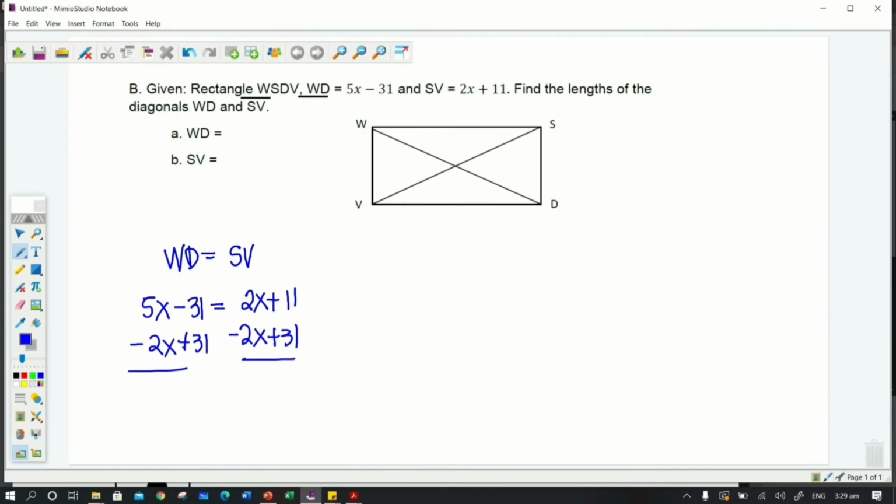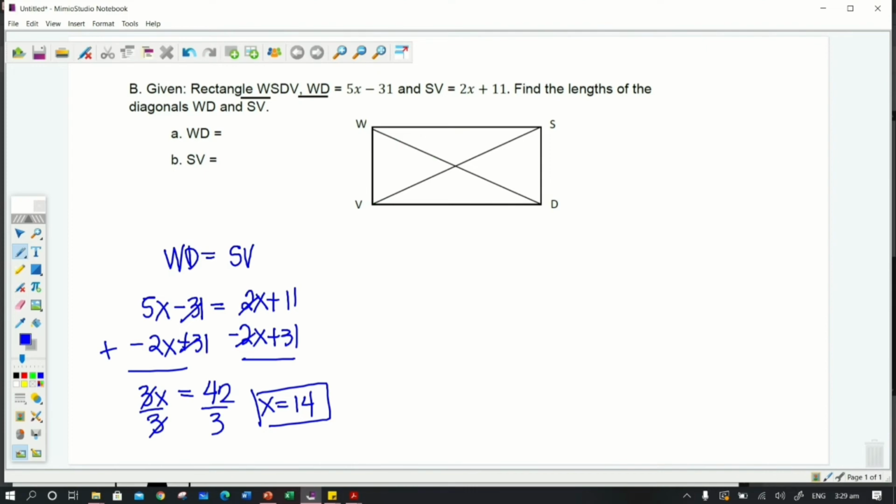Then we simplify now the equation. So 5x minus 2x, the answer is 3x, is equal to, so this is canceled out, that is equal to 0. So we now have 11 plus 31, the answer is 42. Then we divide both sides of the equation by 3. So what is 42 divided by 3? The answer is 14. So the value of x now here is 14.